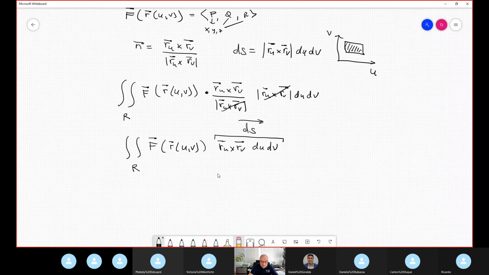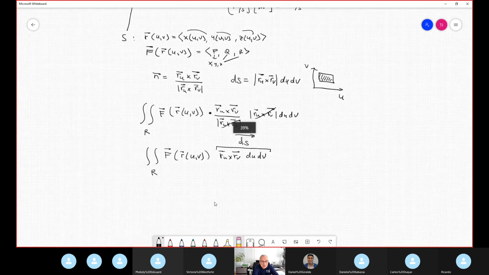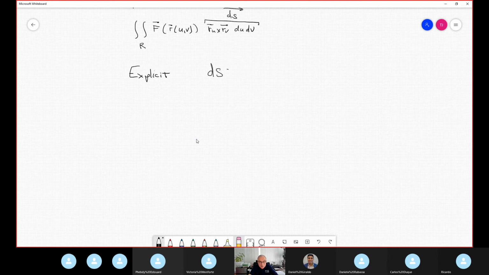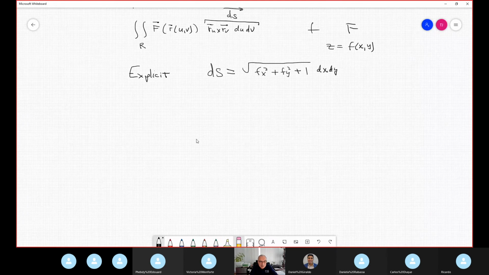Another formula that people frequently like, because it's easier than this, is not parametrization, or rather parametrization with an explicit surface. Remember: explicit, implicit, and parametrization. For the explicit case, I proved in the last class that the vector dS is the square root of f_x squared plus f_y squared plus 1 dx dy. Remember, I'm using little f, not capital, because I suppose the case z equals f(x,y). This is the explicit form.